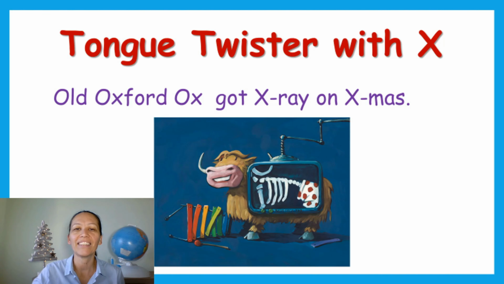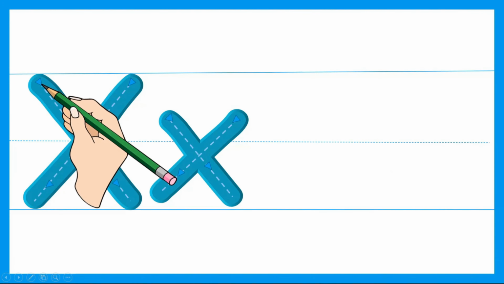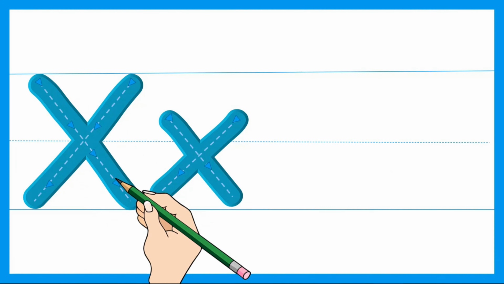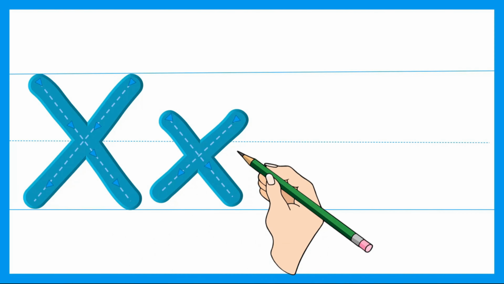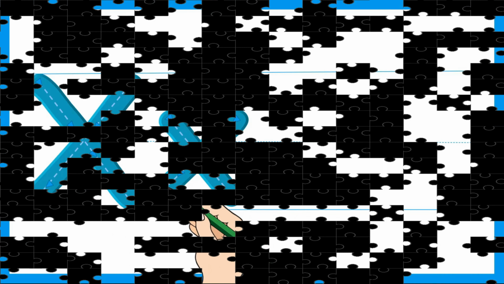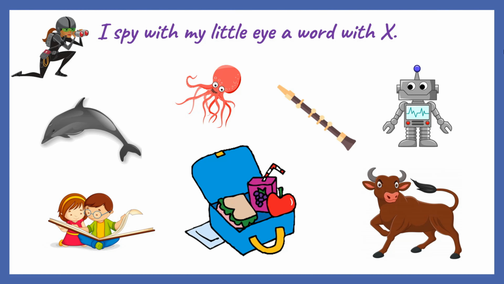Excellent, well done. Let's write the letter X down. X. And now it's game time. And the game called I Spy with My Little Eye. Let's start. I spy with my little eye a word with X.